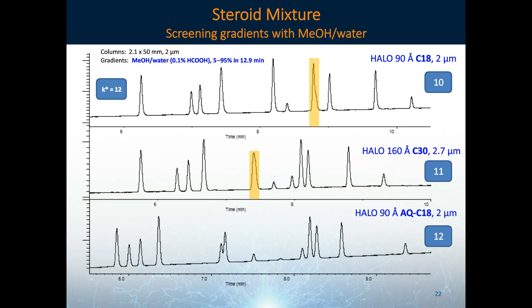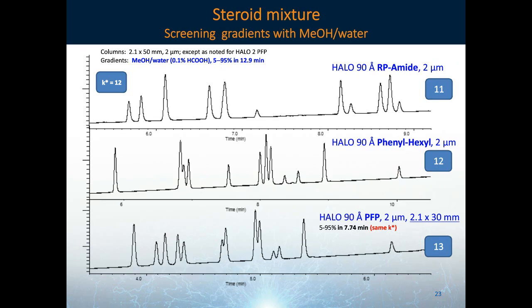So we've also looked at the RP-Amide, phenylhexyl, and PFP. Again, the PFP column length was 30 millimeters. So looking at the same mix of 14 steroids, you can see that, again, even though the PFP was the shortest column, we were able to identify 13 of the 14 different steroids. So the PFP would be a good candidate for further optimization.